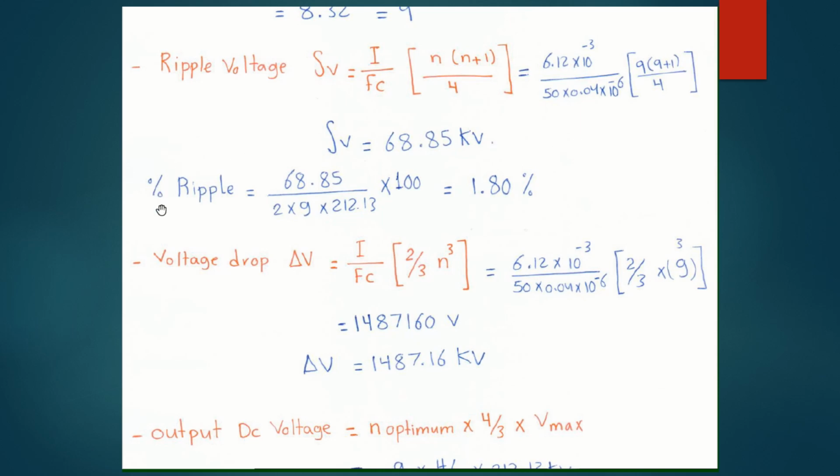So the percentage of ripple voltage is equal to 68.85 divided by 2 into N, which is 9, into V max, which is 212.13. Here we neglect kilovolt because the V max is in kilovolt and this is in kilovolt, so they cancel together. Into 100. So the percentage will be 1.80%. Okay, everything is clear. Now I will move on to the third requirement of this question, which is the delta volt.